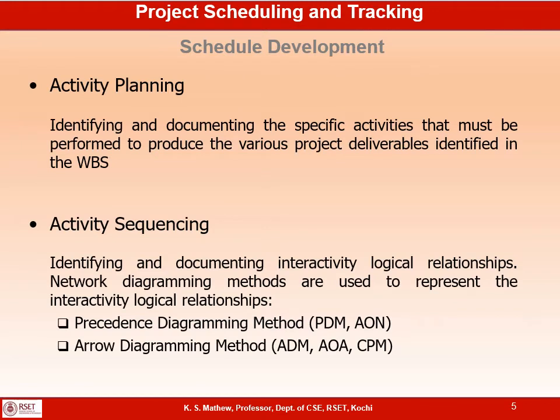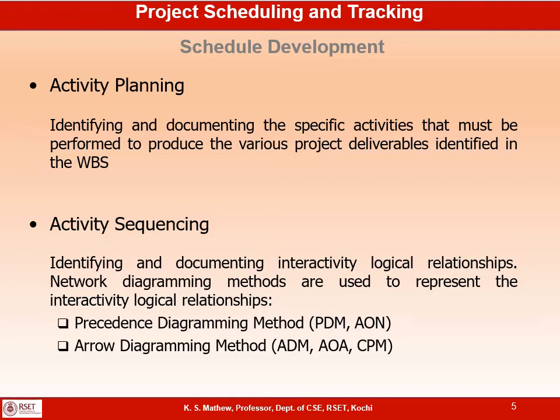Next step in schedule development is activity planning. In the WBS we have decomposed the major deliverables into sub deliverables. So the next activity is to identify and document what activities are to be carried out in order to produce each and every sub deliverable in the WBS. That is what is done in activity planning. For each sub deliverable, what are the activities to be carried out in order to produce it?